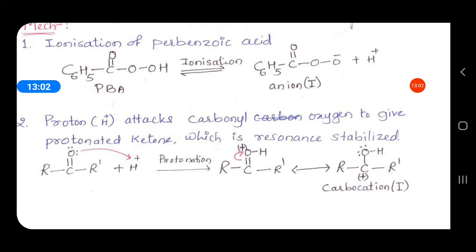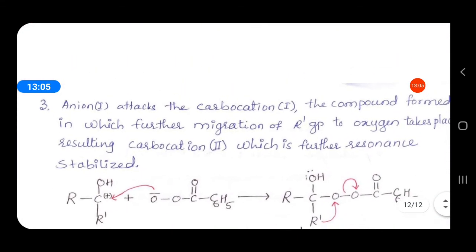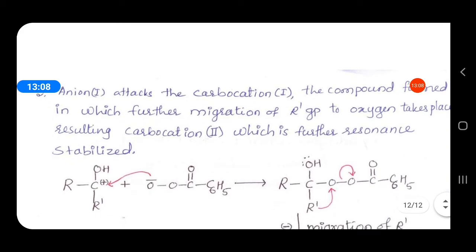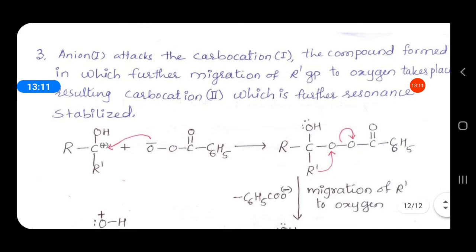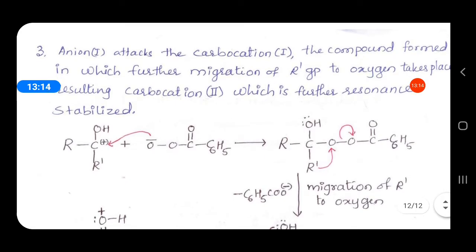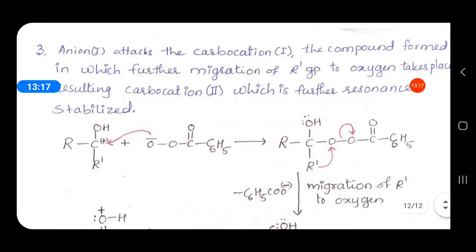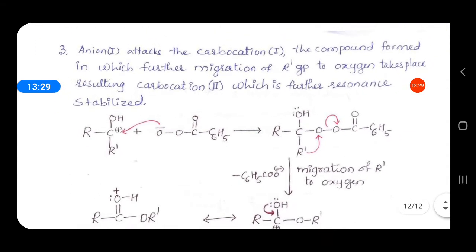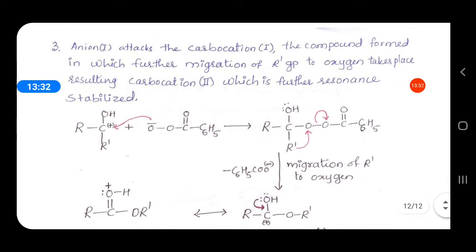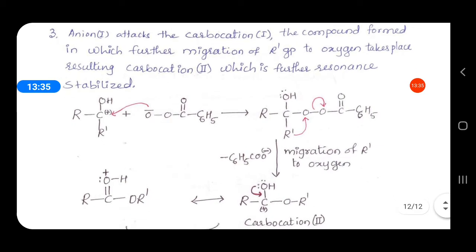Resonance stabilized carbocation 1. In the third step, the anion 1, which is formed in the first step, attacks the carbocation, and in the compound formed, migration of the R dash group, that is any alkyl or aryl group, to oxygen takes place, resulting in carbocation 2, which is further resonance stabilized. So this is anion 1, formed in step 1, and this is the carbocation formed in step 2.